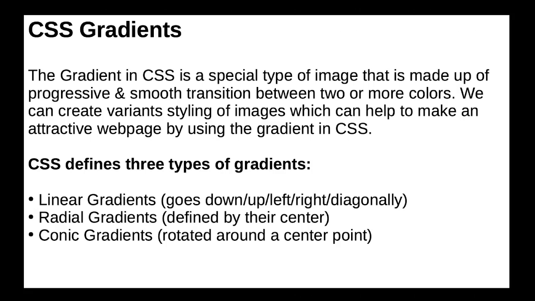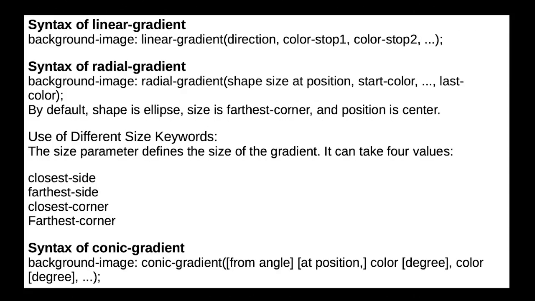So first is linear gradient, that is used to go down, up, left, right, diagonal, and radial gradient defined by their center, and conic gradient rotated around a center point. So next we discuss syntax of different types of gradient. First is syntax of linear gradient. First we use the background image property, then linear gradient is a keyword, and in between that we use different values like direction, color.